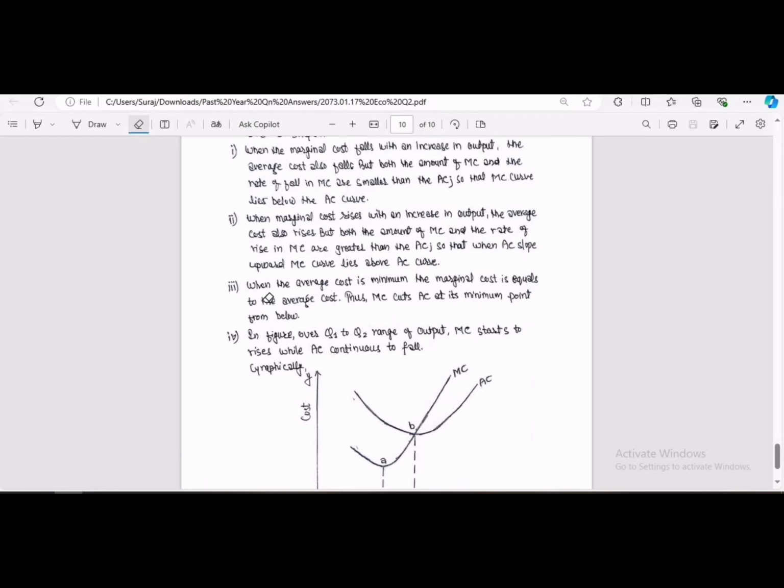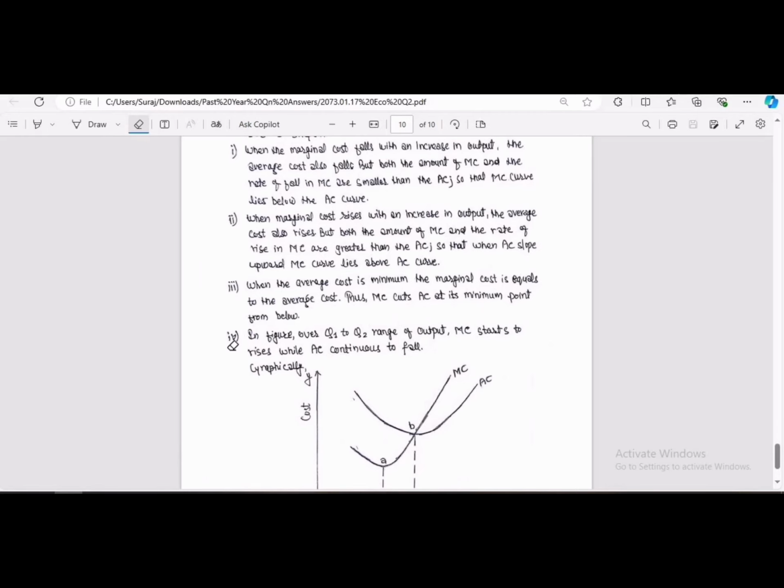And now the third point: when the average cost is minimum, the marginal cost is equal to average cost, thus MC cuts AC at its minimum from below. Means 1, 2, 3, all these three points can be depicted in this figure.